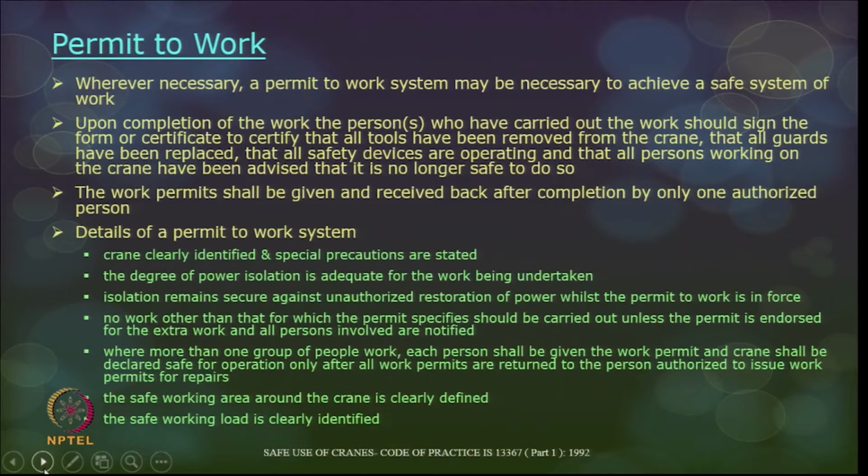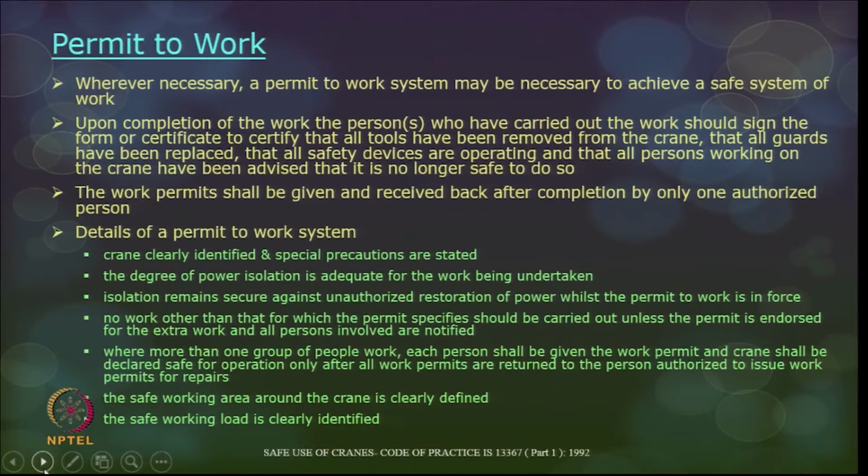Upon completion of the work, the person who has carried out the work should sign the form or certificate to certify that all the tools have been removed from the crane, all the guards have been replaced, safety devices are operating, and all persons working on the crane have been advised that it is no longer safe to do so. He also has to remove all the works.